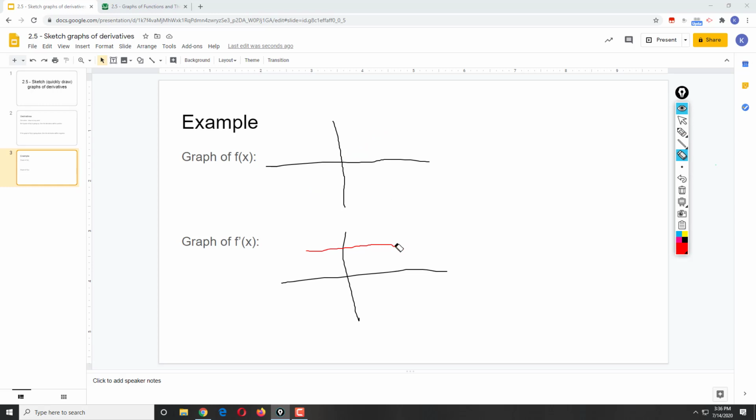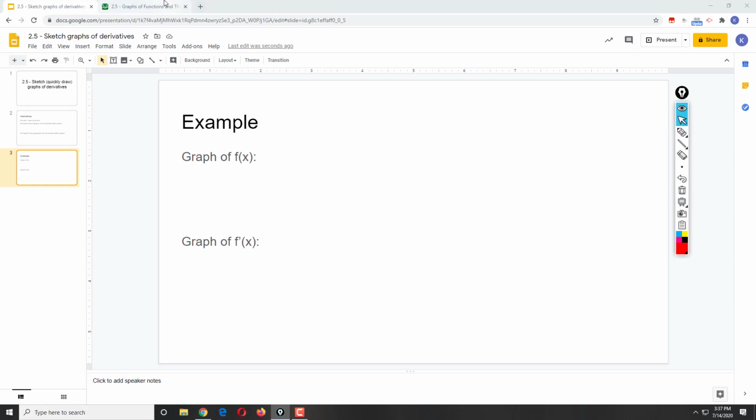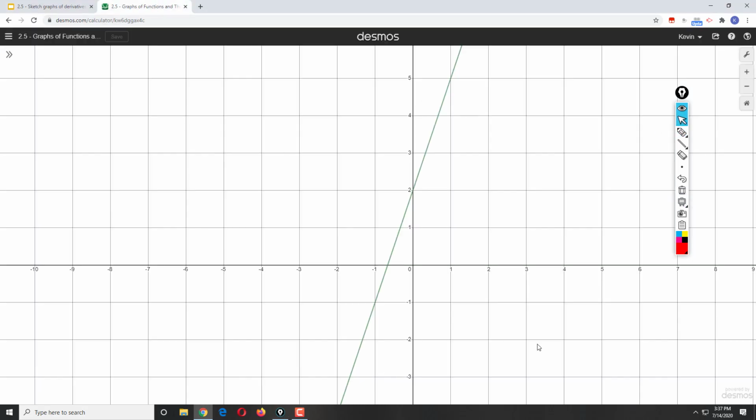If our graph is instead going down like this, then that means that our derivative is going to be negative somehow. Okay, let's go into more detail now. Let's start with this graph.